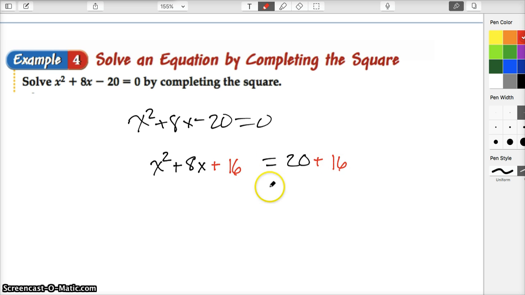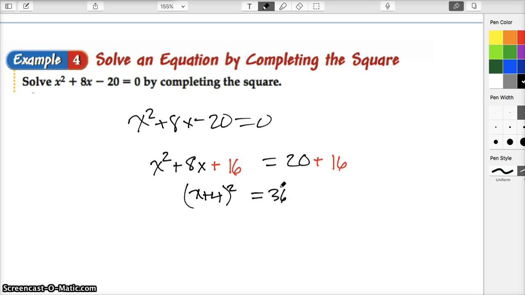What I do to one side, I do to the other, right? Keep it balanced. And now what I have on this left side is a perfect square trinomial. I can factor this bad boy. And so I get x plus 4, the b term cut in half, quantity squared. And you can FOIL it out if you're feeling like we're doing funny stuff. It works. And then on the right side, I have 36.